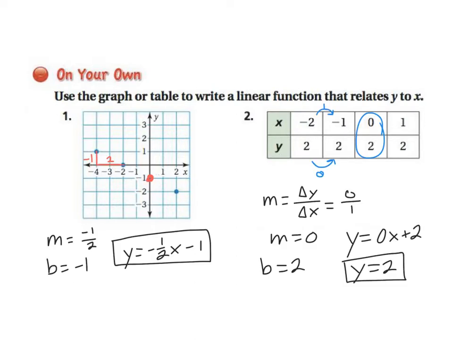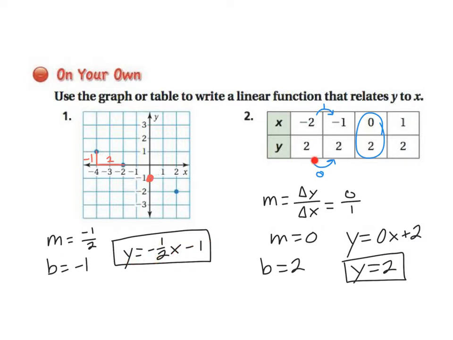Okay, so for our first one, if we do our rise over run, you'll notice that we do have to go down to get to our next point, which means our slope is -1 over 2. And I can see here that my y-intercept is -1, so we have y equals -1/2 x minus 1.